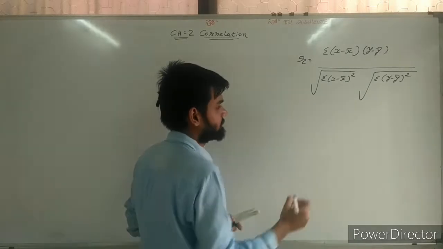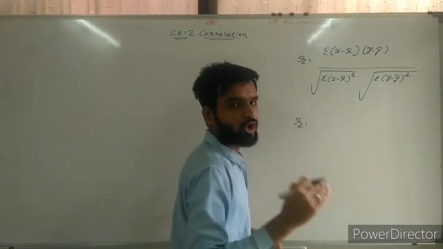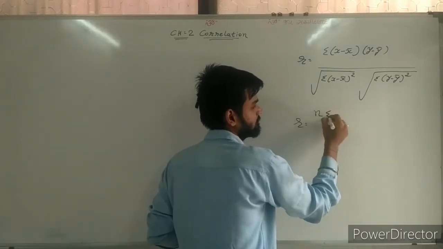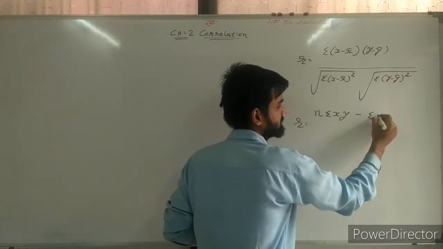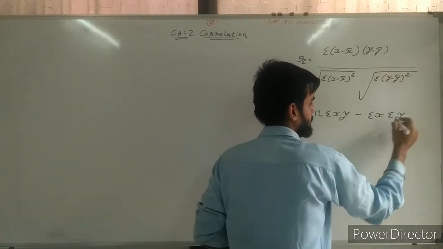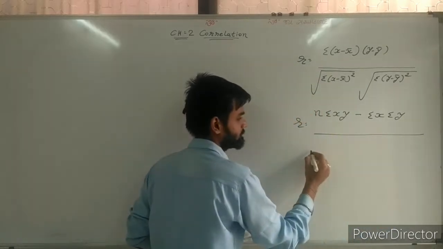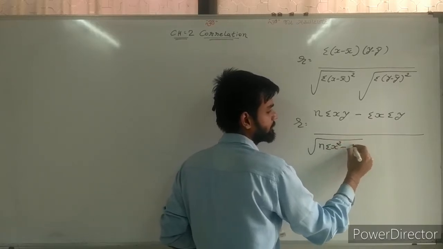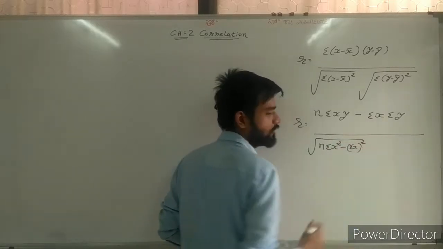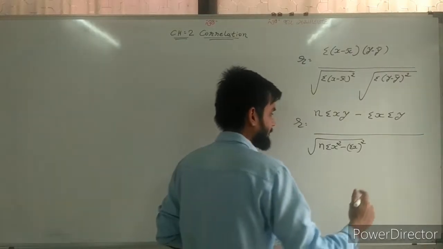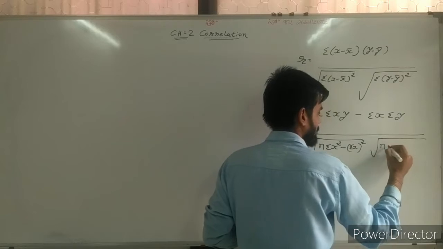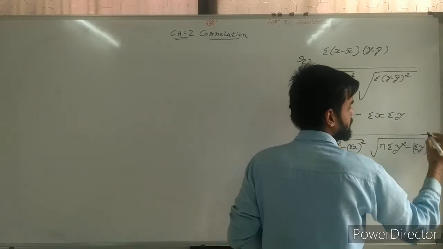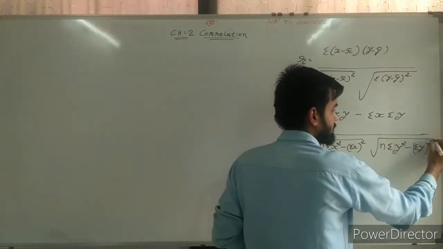Now the second formula, I know all of you have knowledge about it. n sigma xy minus sigma x sigma y, divided by root of n sigma x square minus sigma x whole square, second under root n sigma y square minus sigma y whole square. This is my second formula.